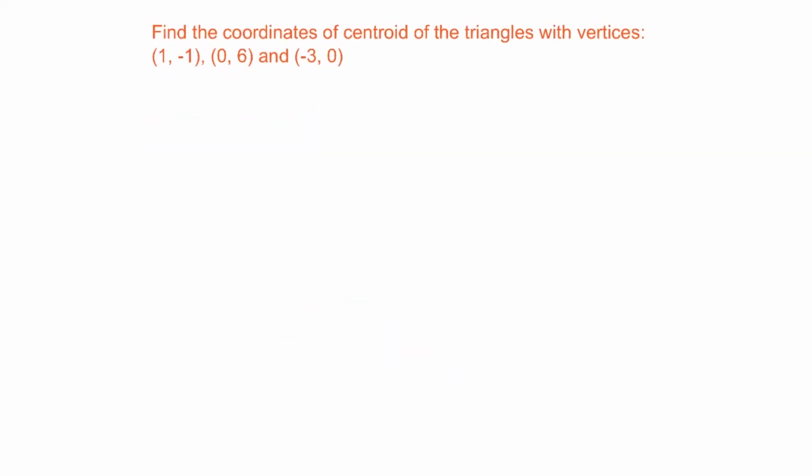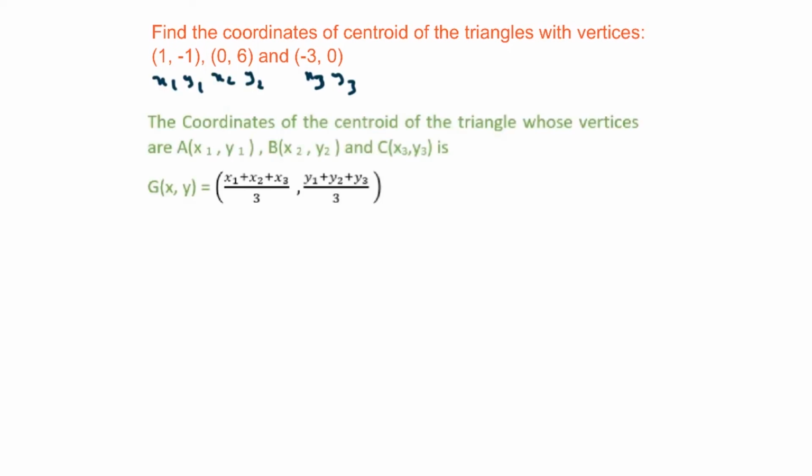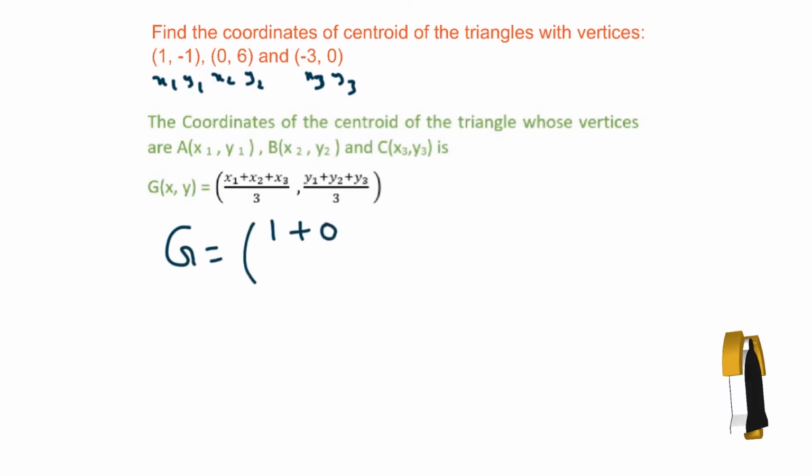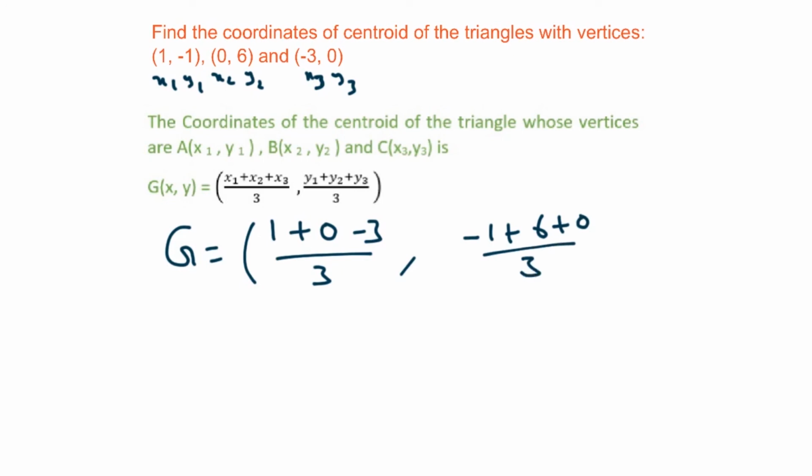We have one more question. Find the coordinates of the centroid of the triangle with the vertices. So we will take them as x1, y1, x2, y2, x3, y3. Substituting in the same formula, centroid G is equal to x1 is 1, x2 is 0, x3 is minus 3, divided by 3, comma, y1 is minus 1, y2 is 6 and y3 is 0, divided by 3. Here 1 minus 3 is minus 2, divided by 3, and 6 minus 1 is 5, divided by 3. This is the centroid for this triangle.